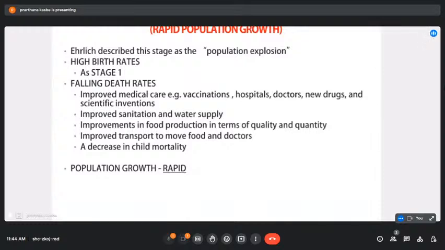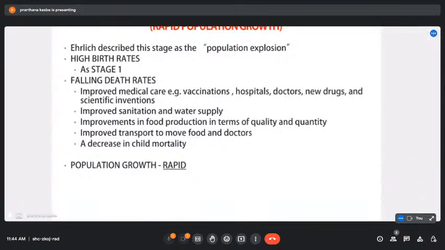Improved medical care, for example, vaccination, hospitals, doctors, new drugs, and scientific inventions. Improved sanitation and water supply. Improvement of food production in terms of quality and quantity. Improved transport to move food and doctors. A decrease in child mortality.